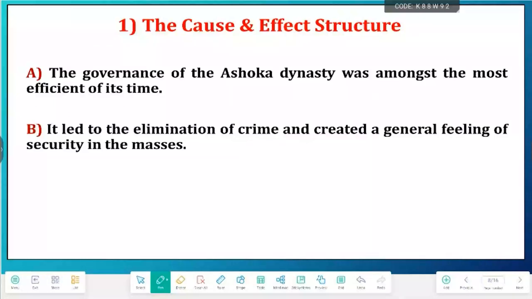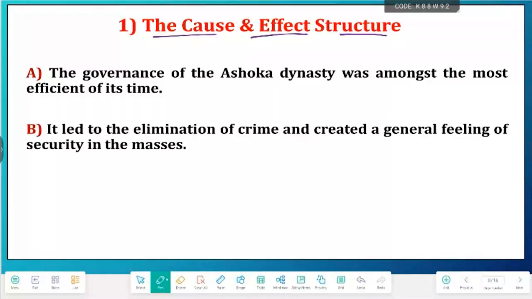Now the first such structure is the cause and effect structure. As the name suggests, what do you understand by cause and effect? Cause matlab karan, effect matlab uska parinam. So you just have to identify the cause from the statement or the paragraph, and in a similar way, you'll have to find the effect also. What will this help in? This will help in making pairs and arranging the parajumble in the correct sequence.